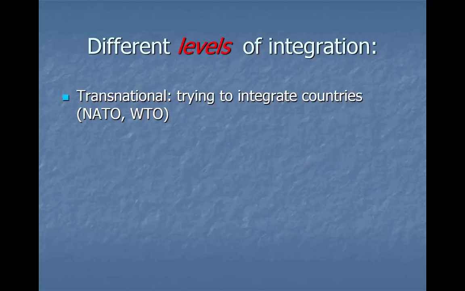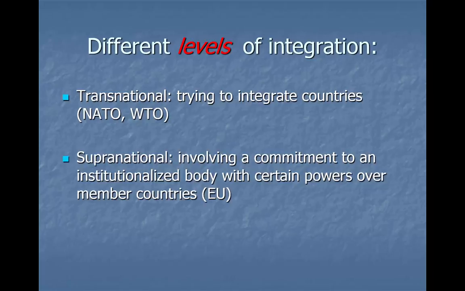We can have different levels of integration. Transnational, which is trying to integrate countries and country markets. And we've seen things like NATO, North Atlantic Treaty Organization, or the WTO. Or in some areas, supranational. Now this involves a commitment to a body, in effect a super government, that has powers over the member countries.